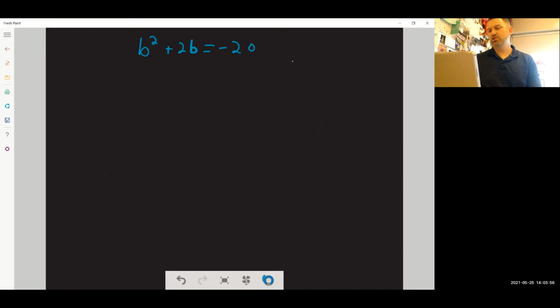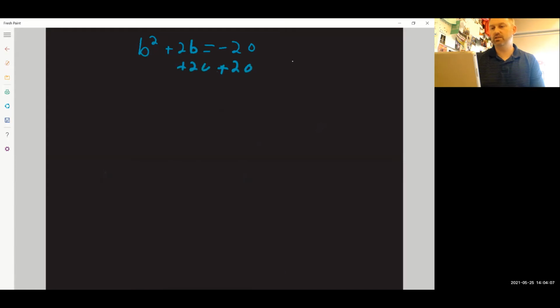Okay, so the first one we're going to do has a leading coefficient of 1 and it's not set equal to 0. As is always the case, if it's not set equal to 0, that's your first job, to set it equal to 0. So I'm going to start by adding 20 to both sides. That gives me b squared plus 2b plus 20 equals 0.